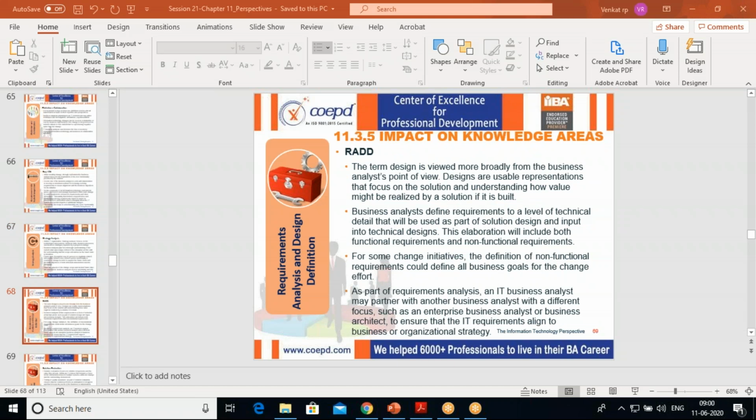And requirements analysis and design definitions, that means how we are converting the existing requirements into design structures. This is what we exactly did in our case study: we mapped onto the requirements, and we came up with the design definitions here as well. This is exactly what we did from the IT perspective.